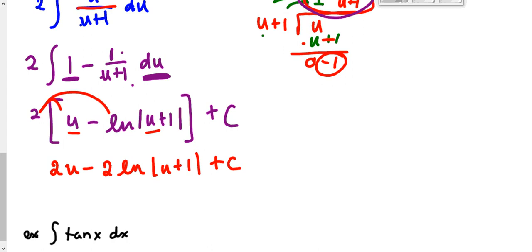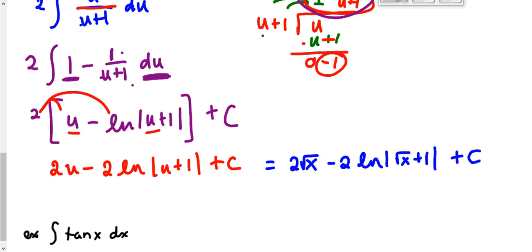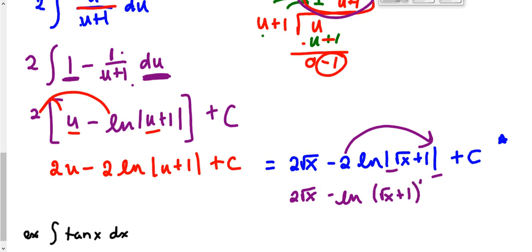And then put our x's back in. We have 2 times the square root of x minus 2 ln the absolute value of square root of x plus 1 plus c, which is fine to stop here, but if you wanted to simplify this, 2 square root of x is just going to be 2 square root of x. But this squared can move up. Since it's an even number, we can get rid of these absolute values. So we can write this as ln of the square root of x plus 1 squared plus c. So that's another correct answer.